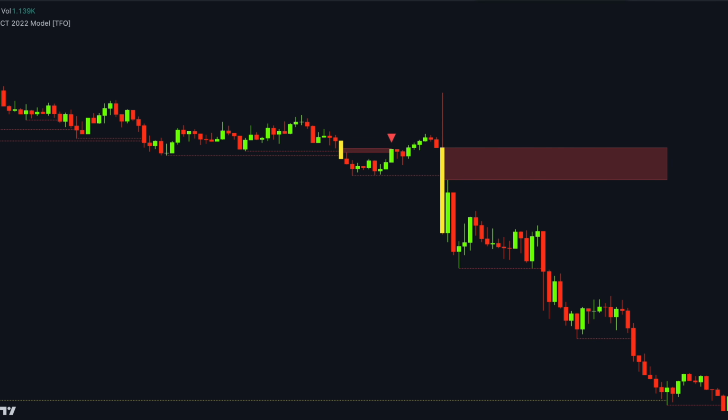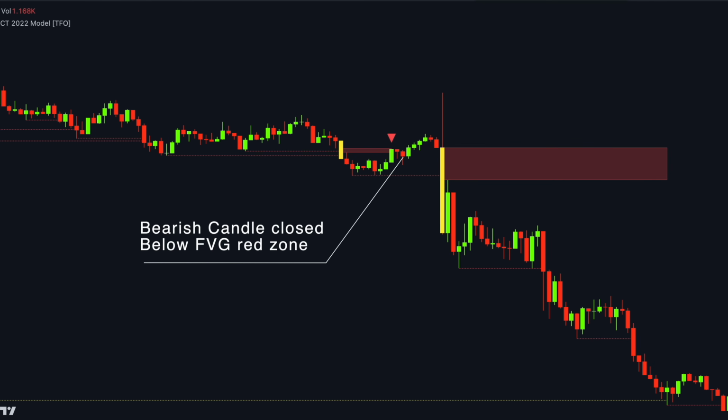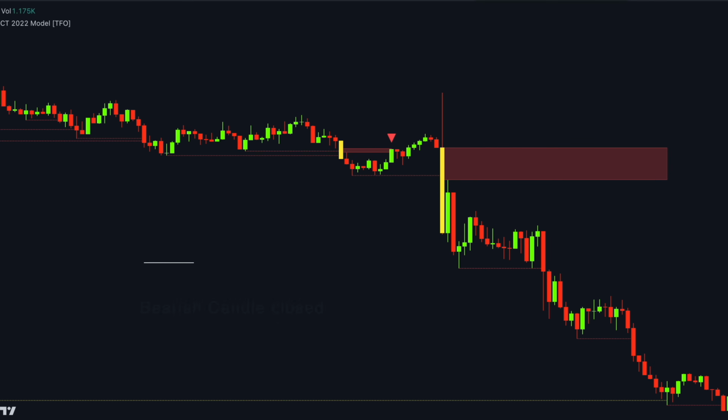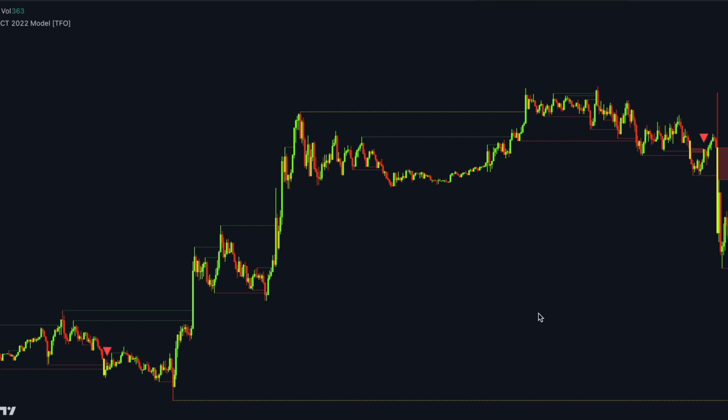However, we cannot take a short trade yet. The next condition is to have a bearish candlestick formed with its closing price below the fair value gap red zone. The signal should be skipped if a bearish candle does not form and the price exceeds the fair value gap to the upside.